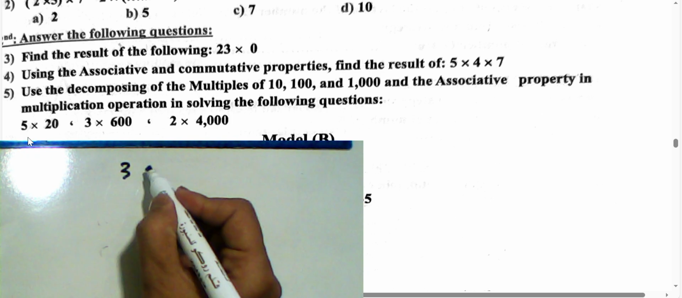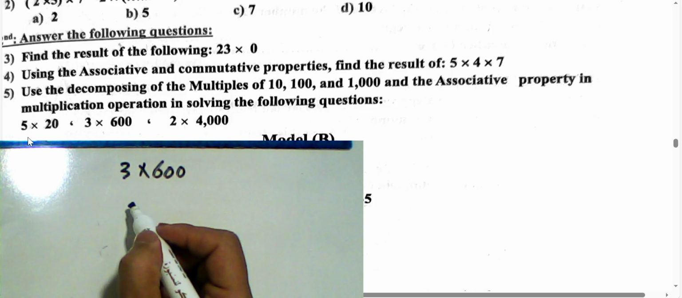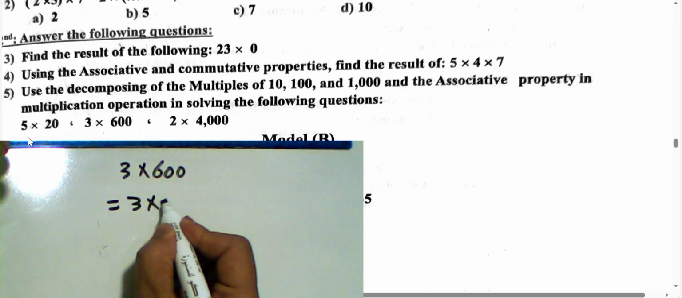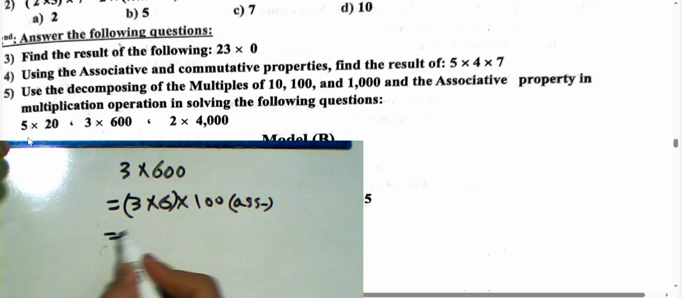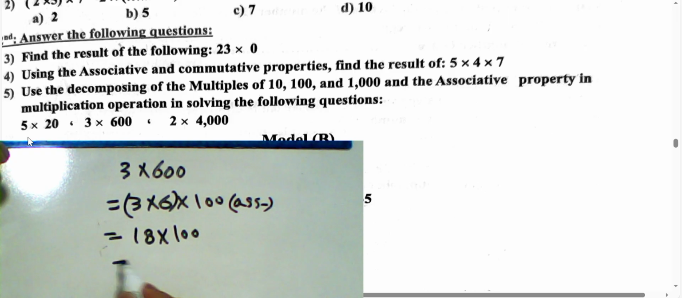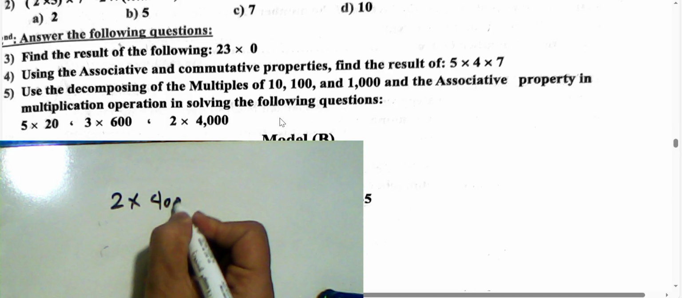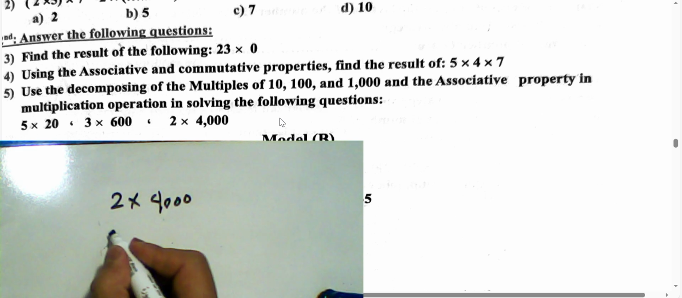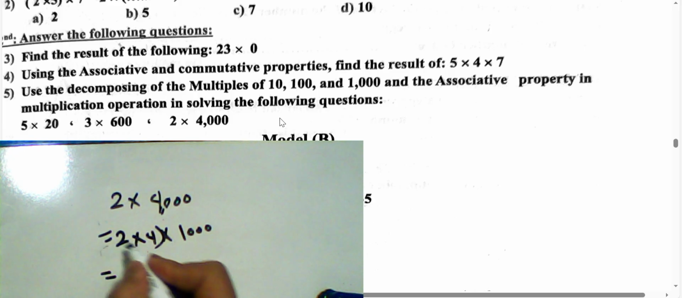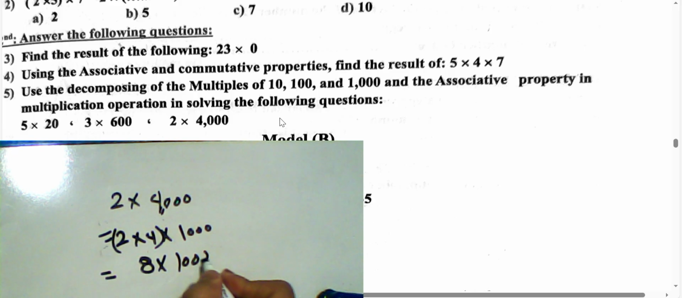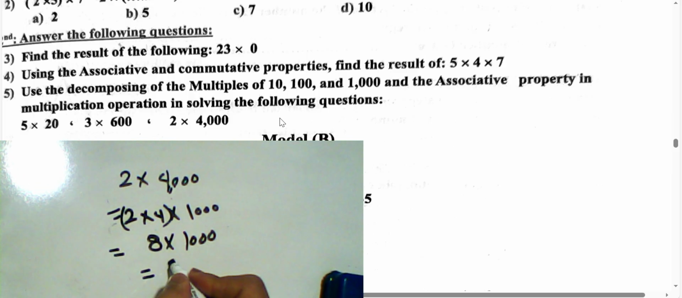And what about 3 product by 600? We can write 3 times 6 times 100 and then put brackets using associative property. 3 times 6 is 18. 18 times 100 equals 1800. And 2 times 4000 is equivalent to 2 times 4 times 1000. Brackets: 2 times 4 is 8. 8 times 1000 equals 8000.